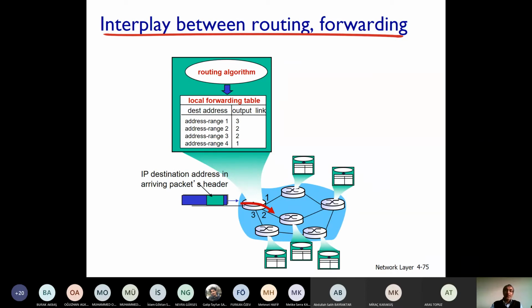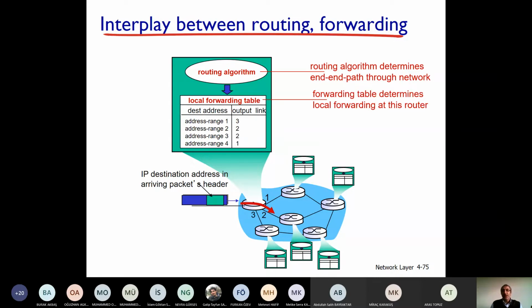So remember that we have routing and we have forwarding. The routing algorithm is responsible for the end-to-end path through the network. On the other hand, forwarding is responsible for determining the local forwarding at this router. So if your router receives a packet, and in the packet header we have the IP destination address, and if the IP destination address falls within one of these ranges in the forwarding table, then we forward that packet to the respective output in the table.